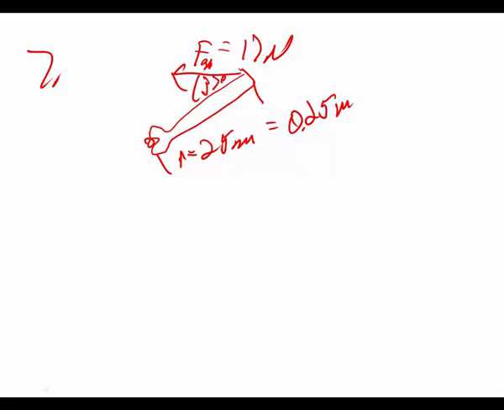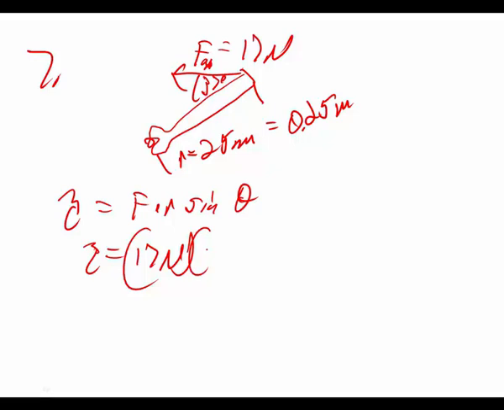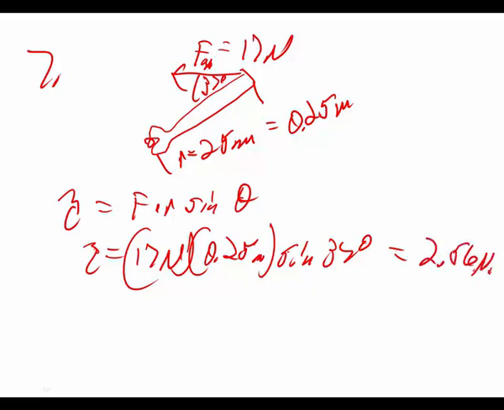So what's the torque? It says the wrench is pulled at the end of the handle at 37 degrees, now what torque does the machinist exert about the center of the nut? Well, that's easy. Torque is equal to the force times the radius times sine theta. So torque is equal to 17 newtons, radius is 0.25 meters, and the sine of 37 degrees. And so we should get 2.56 Newton meters.